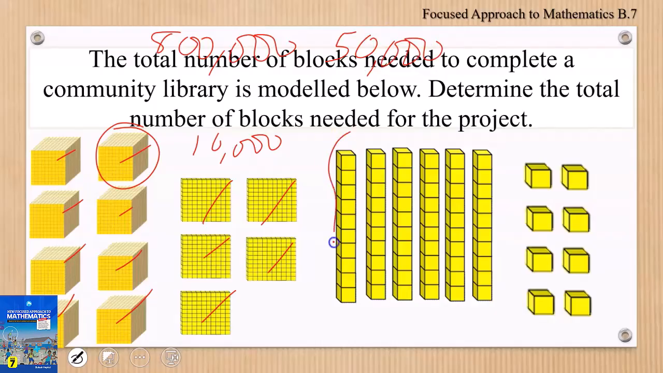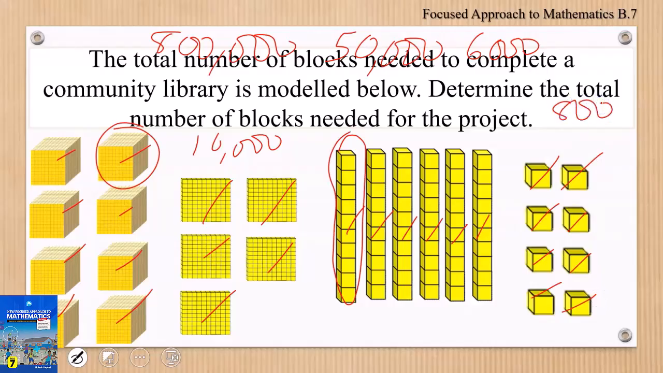Then this one gives us 1,000, and we have 1, 2, 3, 4, 5, 6. So 1,000, and we have 6 of them, so we are going to get 6,000. And then finally we have 100. So 100, 100, making 200, 3, 4, 5, 6, 7, 8. So that will give us 800.